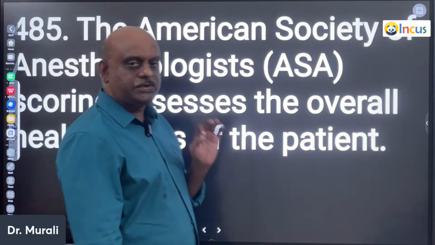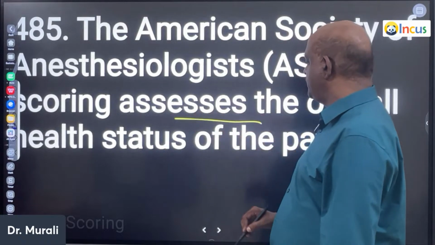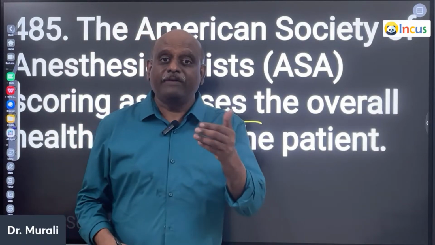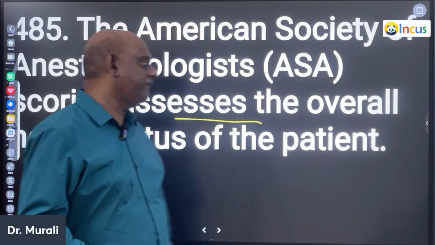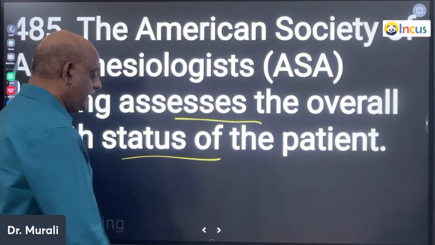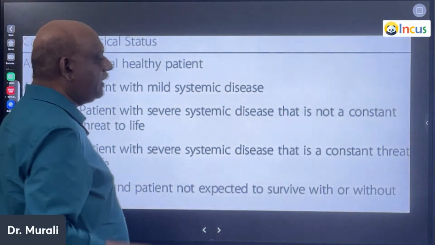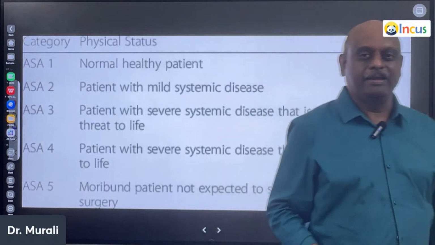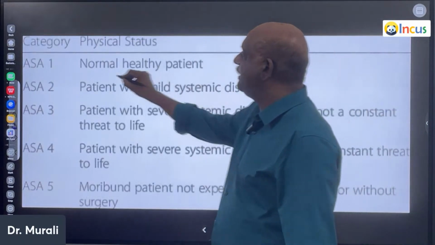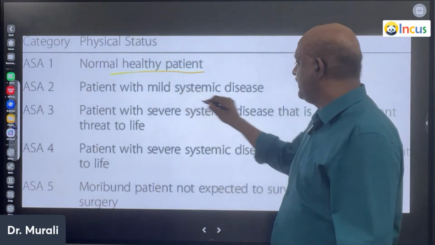The ASA, American Society of Anesthesiologists, has created a scoring system at the time of pre-anesthetic checkup to know the well-being and status of the patient, the risk of anesthetizing a patient, basically. So what are the various statuses under the ASA system? ASA 1, normal healthy. ASA 2 is mild systemic disease.